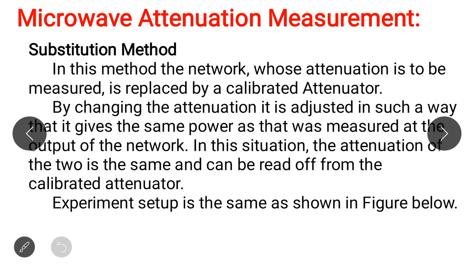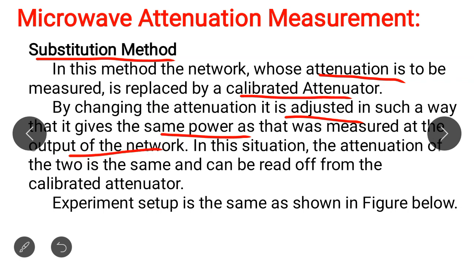Now the next method is the substitution method. In this method, the network or the device whose attenuation is to be measured is replaced by a calibrated attenuator. By changing the attenuation, it is adjusted in such a way that it gives the same power as that measured at the output of the network. In this situation, the attenuation of these two is the same and can be read off from the calibrated attenuator.